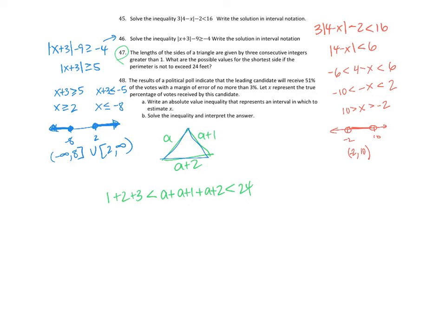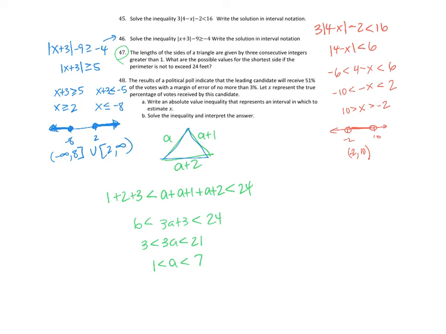And so I get 6 is less than 3a plus 3, which is less than 24. So I can subtract 3 from everything, and I get 3 is less than 3a is less than 24 minus 3, which is 21. And then I can divide everything by 3. I get 1 is less than a is less than 7. So a needs to be in between 1 and 7.